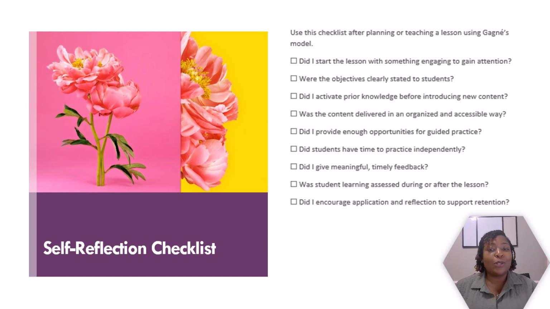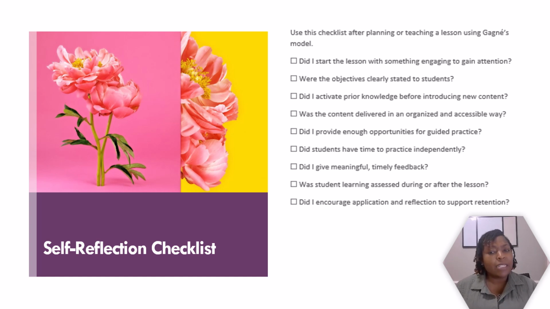So reflect on your lesson planning or your lesson that you've delivered to see that you have completed this step. Next, was the content delivered in an organized and accessible way? That is key to ensure that your lesson was something that the students could follow and it was well structured. From there, you should ask yourself, did I provide enough opportunities for guided practice? That way, the students have already applied what they've learned in safe environments.